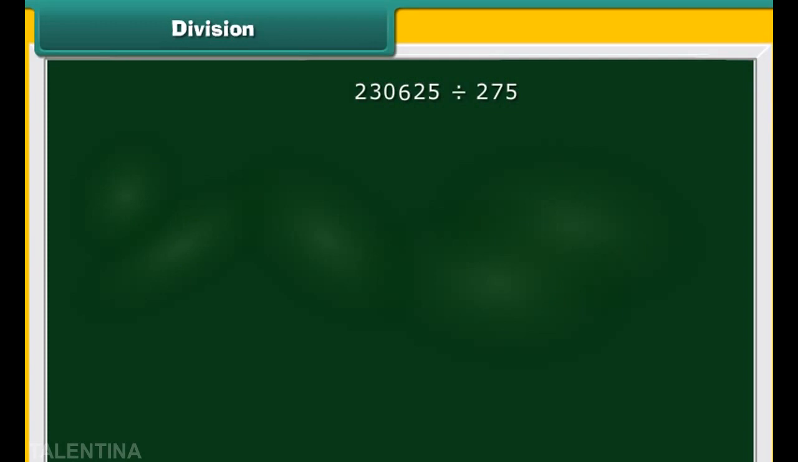Let us now learn to divide 230625 by 275. Write the two numbers down as shown. Take the first 3 digits of 230625 together. That is 230. 230 is too small to hold 275. Now consider the first 4 digits together. 2306.